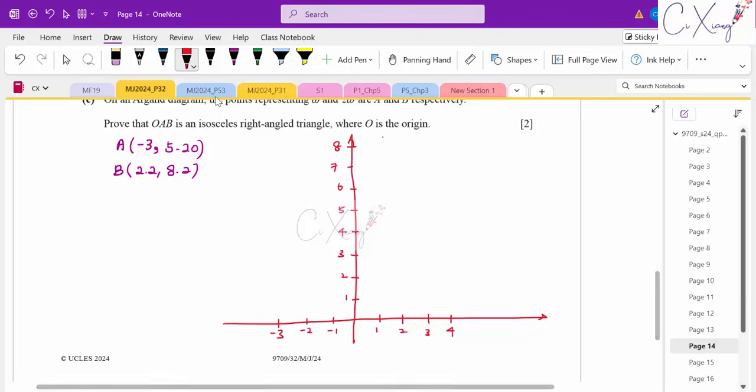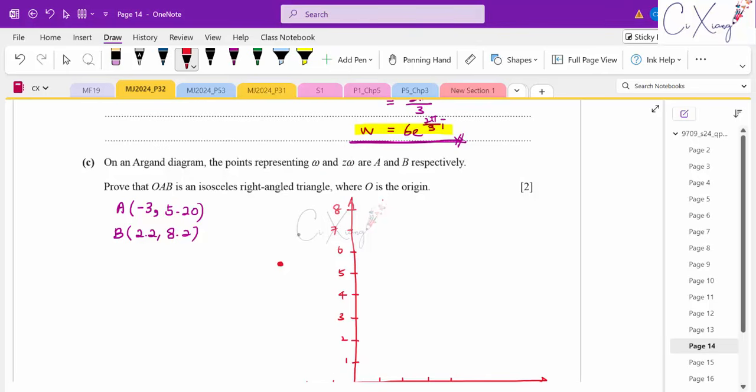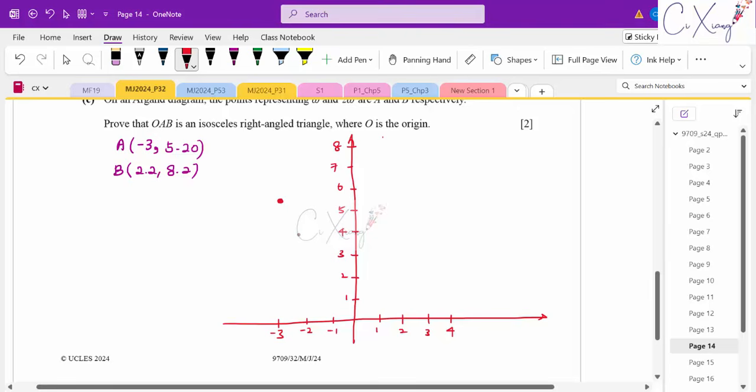So my point A is negative 3 and 5.2. So negative 3 and 5.2, you roughly draw. Okay, so this is basically my point A, right? So W is point A, and ZW is point B. So this is my point A, which is W. And then how about the point B? Point B is 2.2 and then 8.2. So it'll be roughly here. This is my point B, which is ZW.